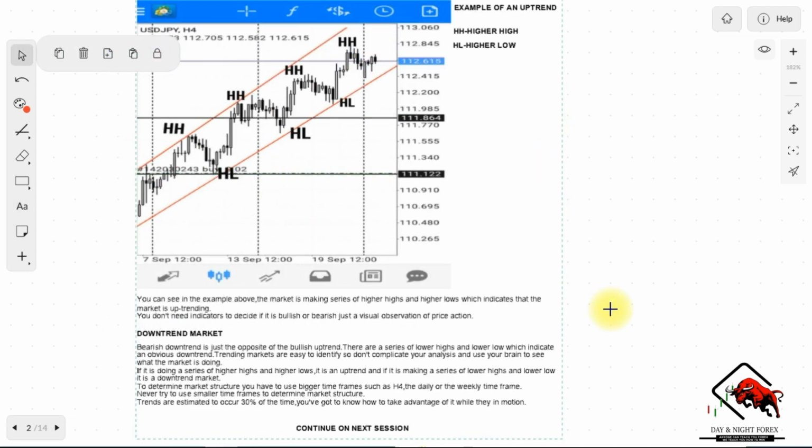So basically, once you understand the skill of being able to spot these higher highs and higher lows, you basically don't need any indicator to decide whether the market is bullish or bearish. It's just a visual observation of price action. So you can just, as I said, zoom out to get a clearer indication of what the market is doing, and you'll be able to see this. So you just need to practice it. Practice makes perfect, we all know that. Being able to practice and see what the market is doing on every chart that you see, you'll get a better understanding of this and be able to spot it much easier.